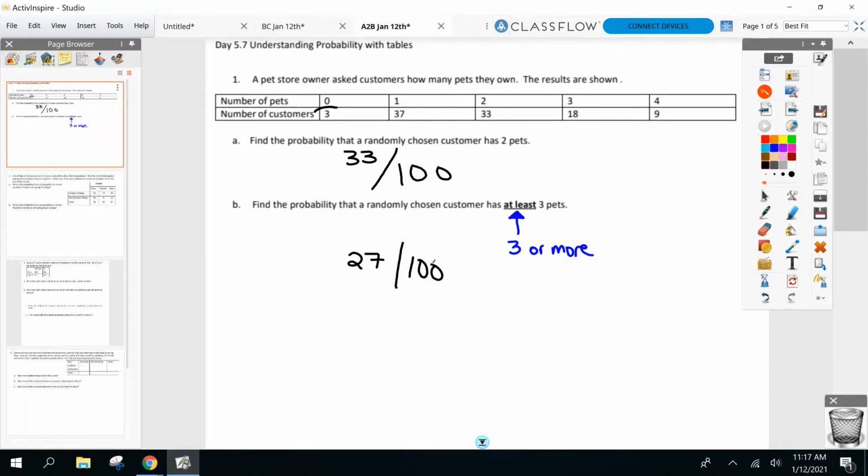You guys want to ask any questions? This is a basic table right here before I introduce a more complex one. Any questions on using this basic table to solve those 2 probability questions? All right, let's go to a more complicated table then.